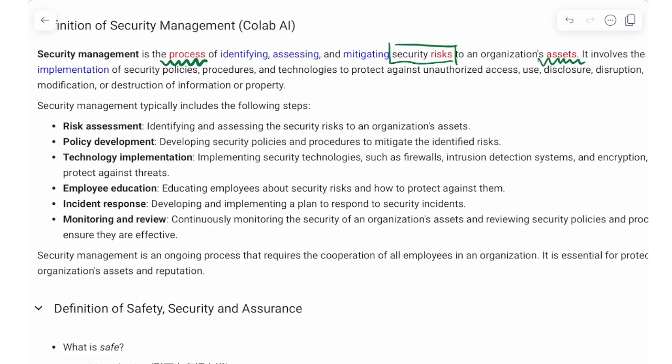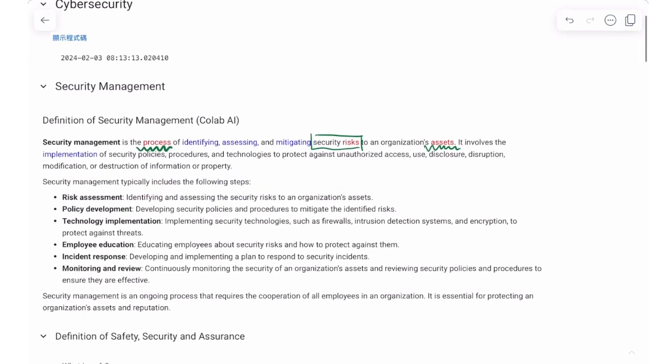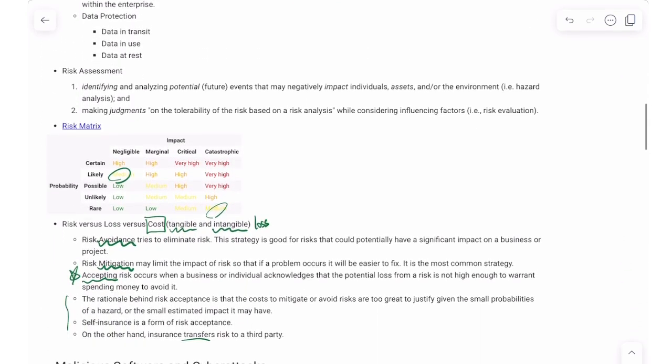Okay. And again, I said that including in the incident response, you need some monitoring process and auditing process to continuously monitor the security of the organization's assets and review those policies and make sure they are effective, which is the assurance I talked about. Right. So that is the very first part of security management. We only demonstrate some important concepts in this section, okay?